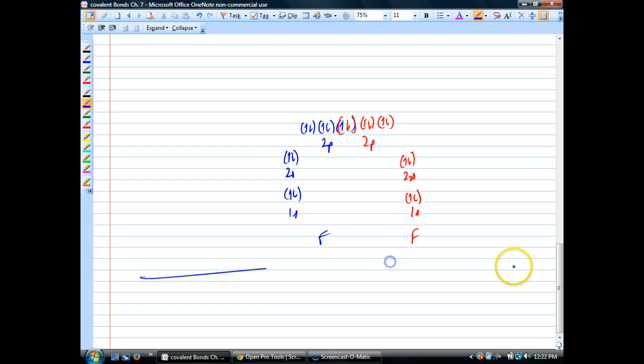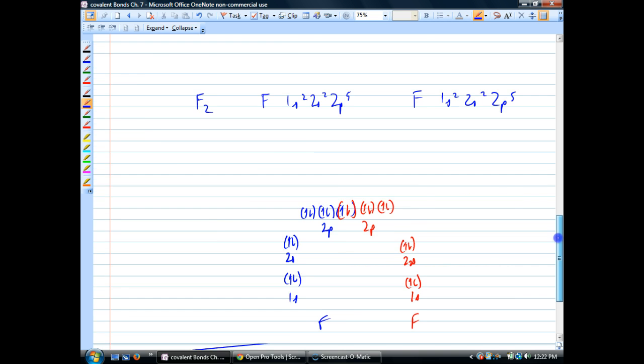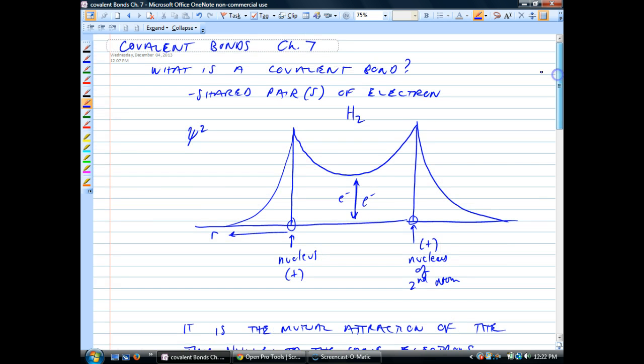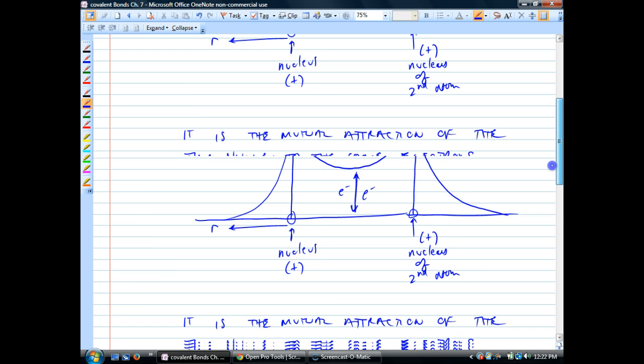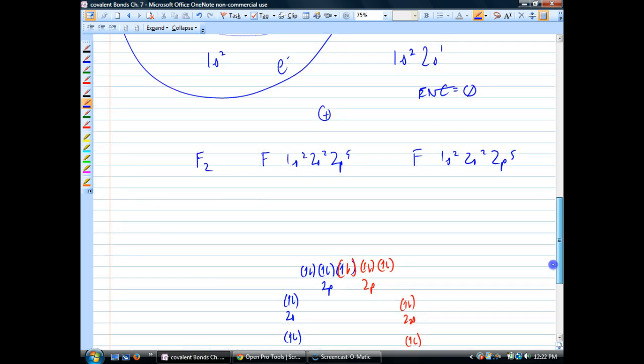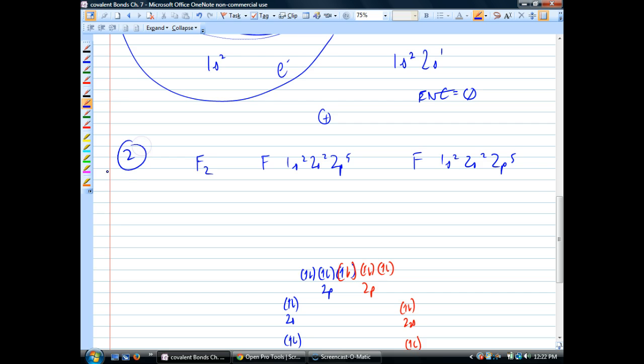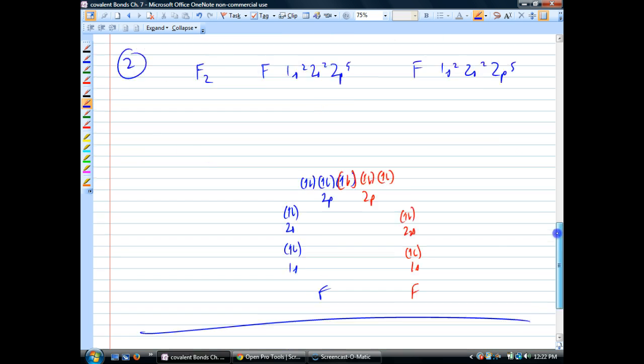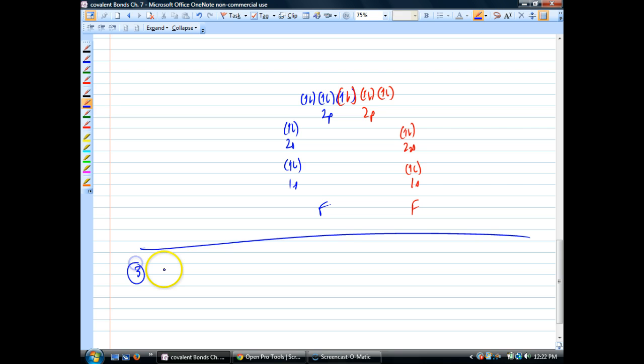Another way to look at bonding. So we're just looking at different perspectives on bonding. Here's one. Here's the second way of looking at it, in terms of electron configurations. Third way of looking at it is in terms of potential energy.